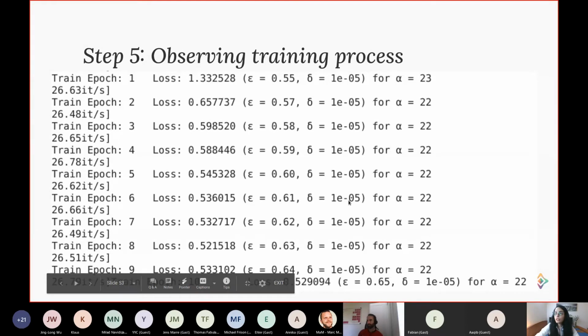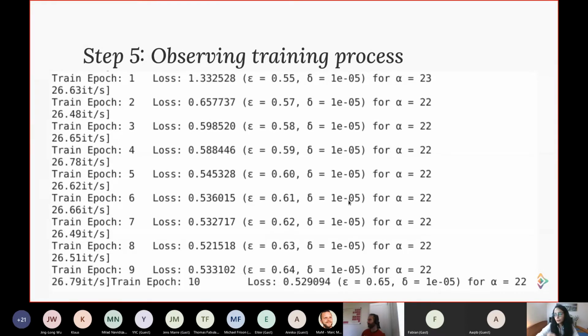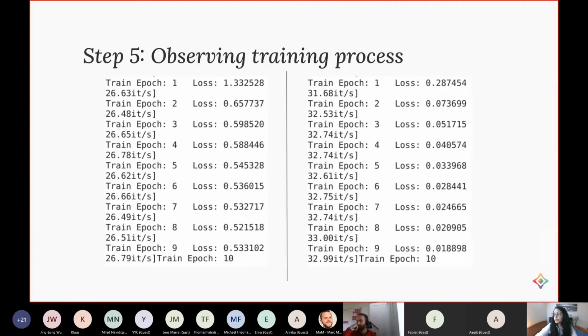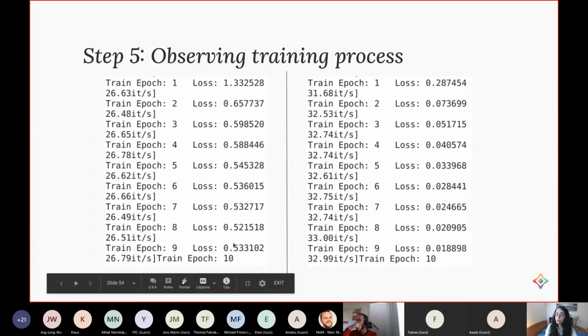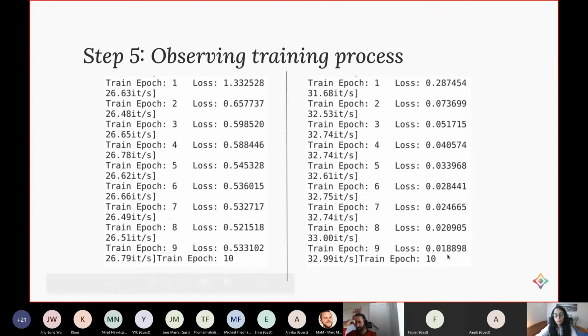Now we're going to compare it with the training loss that we obtain in the case of non-private learning. You can see the comparison: in a private training process, you get to about 0.53, but in the non-private case, you get to about 0.01 within the same sort of framework of operation.